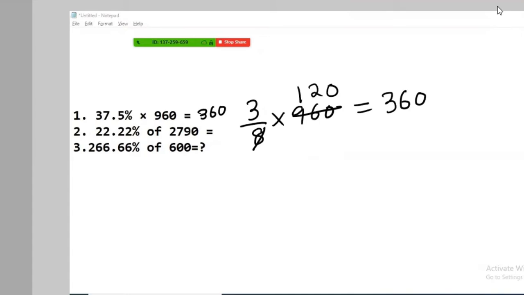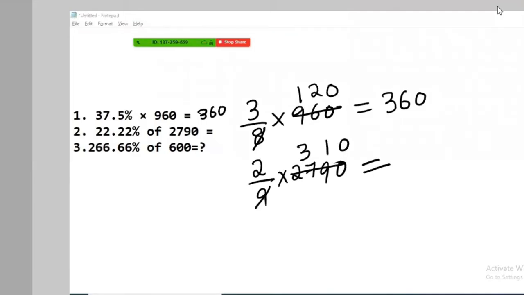22.22% of 2790. What is 22.22? These are multiples of 11. So you can write that value as 2 by 9 into 2790. 9 threes are 90, so 200, 2 ones are 2, 2 threes are 620. See, the job is very easy. Otherwise, it will take a lot of time to calculate it.